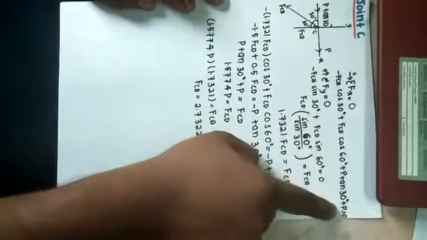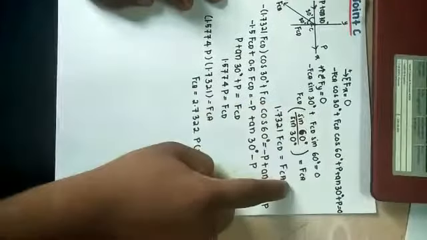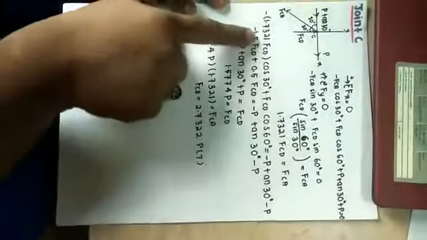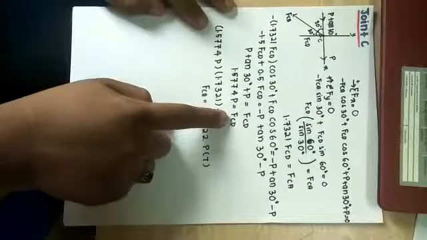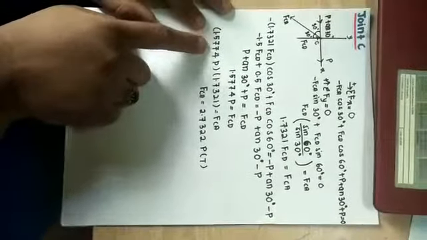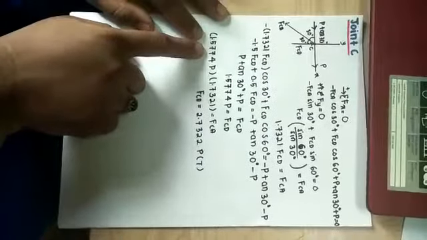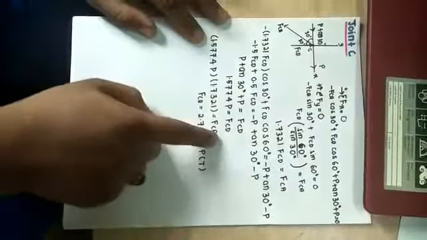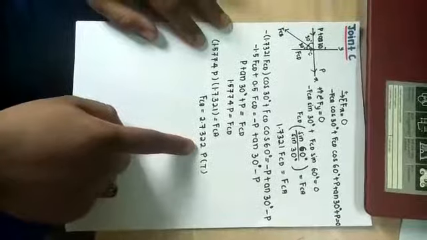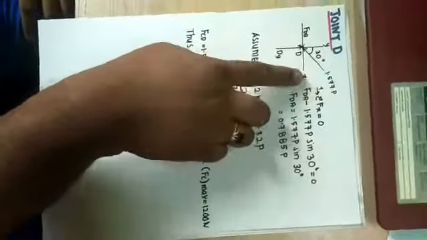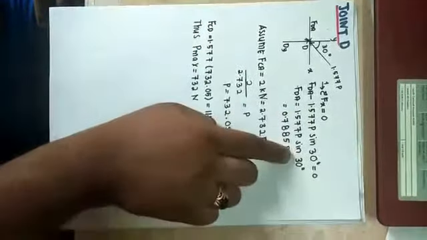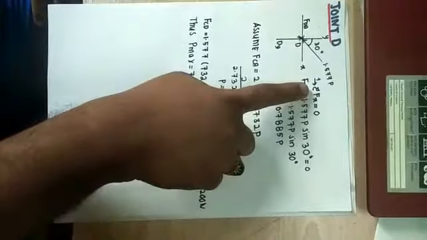So here's the calculation, and we got the equation, and then we substitute the value into the equation, and we get FCD, and we substitute the value into another equation, and we get FCA. Here's the free body diagram at joint D. So we do the same thing to get the magnitude.